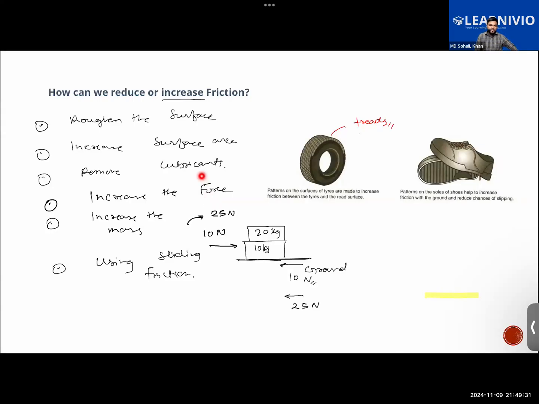Then we learned how we can reduce or increase the friction. We can increase the friction by roughening the surface. We can make threaded patterns on the tires of vehicles. We can increase the surface area of objects or remove any kind of lubricants, or we can increase the force applied on an object, or instead of rolling friction we can use sliding friction. So these are some of the ways we can increase the friction.